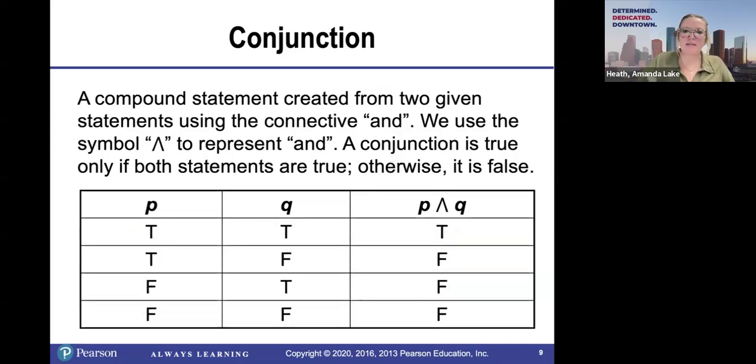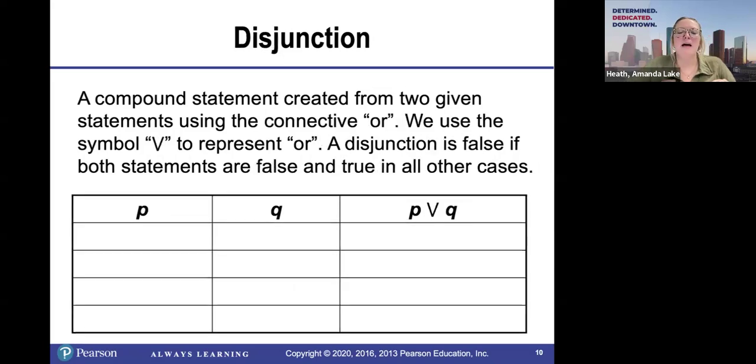And so here's that typed out for you in a slide. We also have what's called the disjunction. The disjunction is a compound statement when we take two given statements and connect them using the word or. So this V, in the correct orientation, gives us the symbol to represent the disjunction or. A disjunction is false if both statements are false and true in other cases.